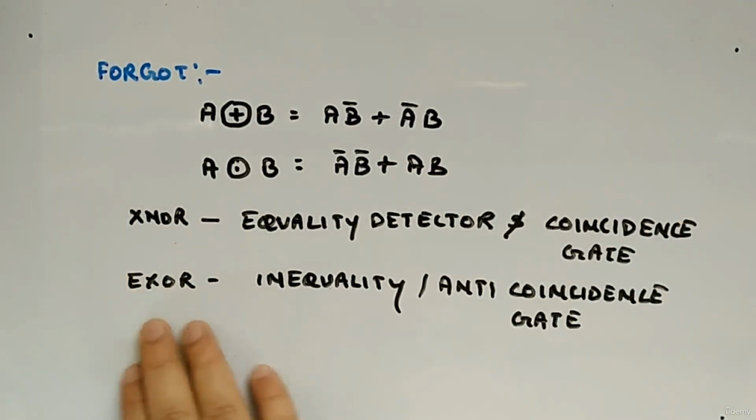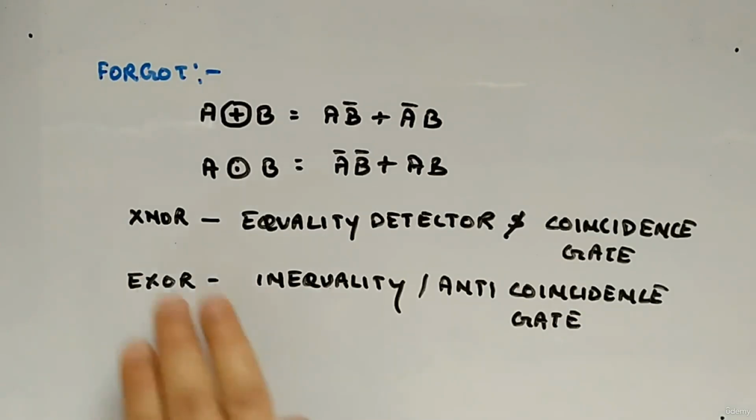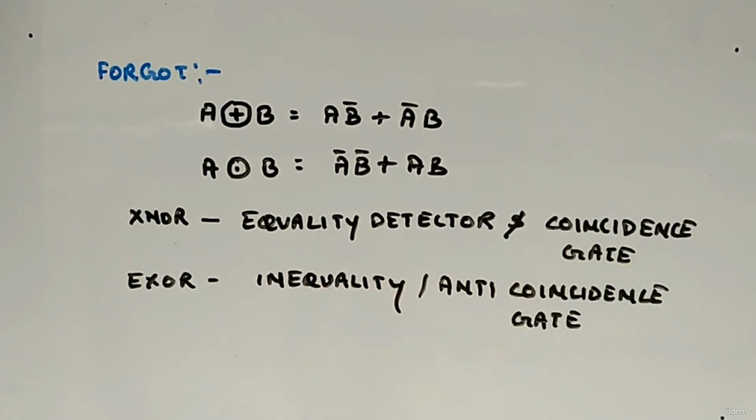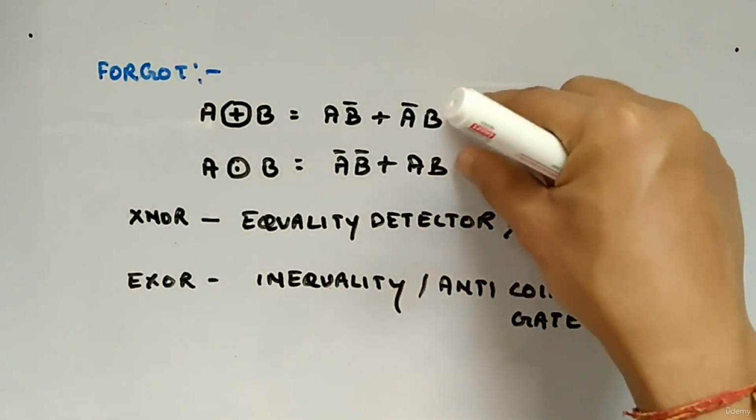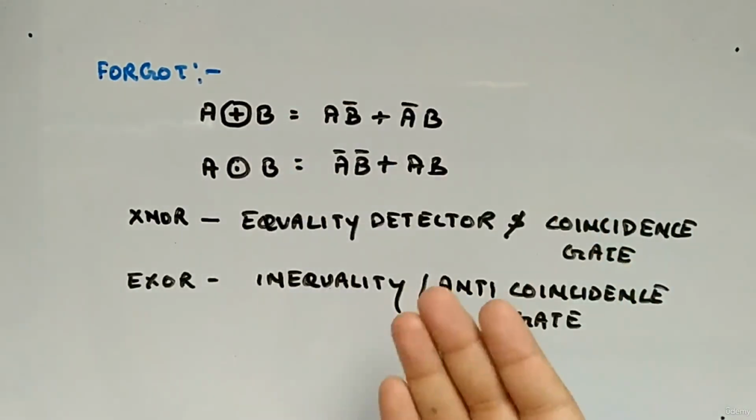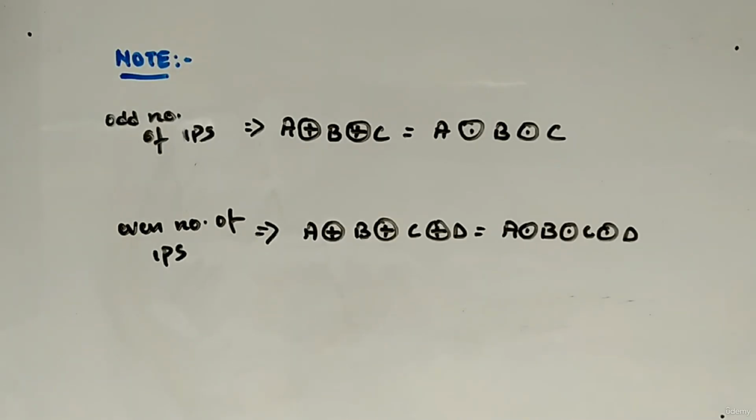Now just like XOR is an inequality and anti-coincidence gate, XNOR is an equality detector and coincidence gate. You have seen the truth table and all. Now we will be using these two properties to generate some other important properties regarding XOR and XNOR. Now there is a relation between XNOR and XOR gate.